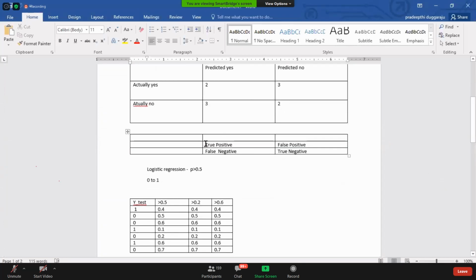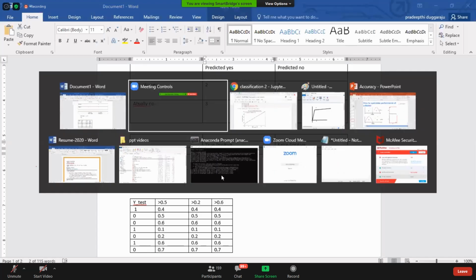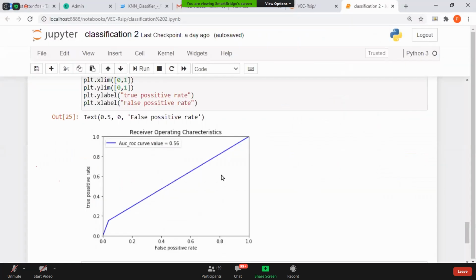Did you understand till here? True positive, false negative, and all? How do you calculate TPR, FPR, and plot the graph between TPR and FPR? Did you understand till there? Yes. So only this thresholding is something you didn't understand, right?